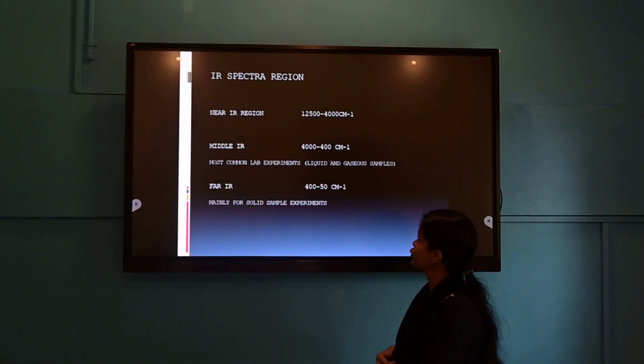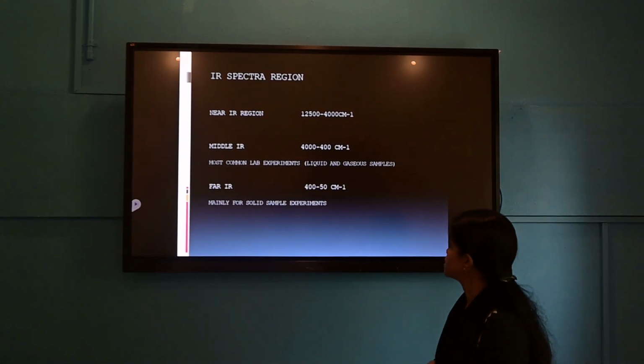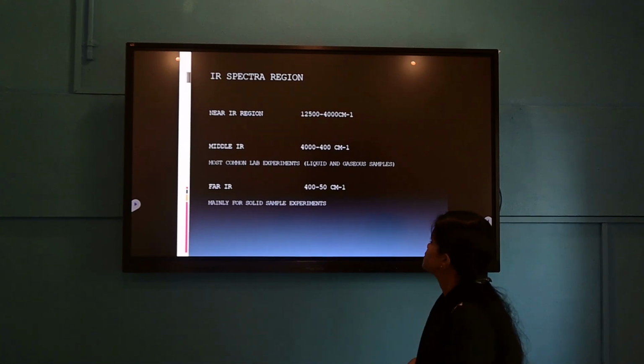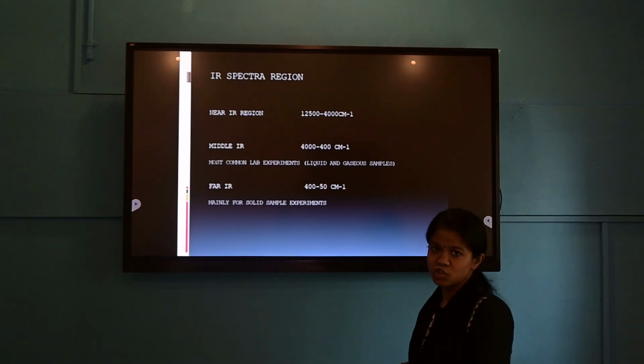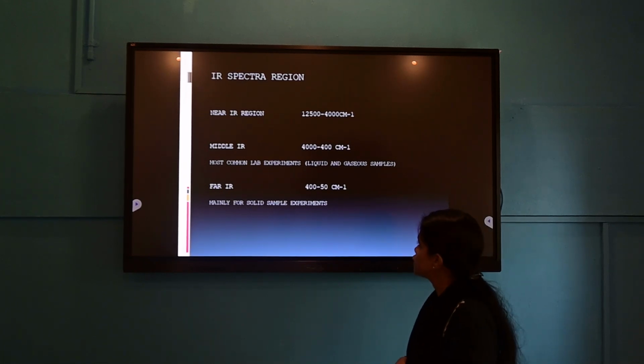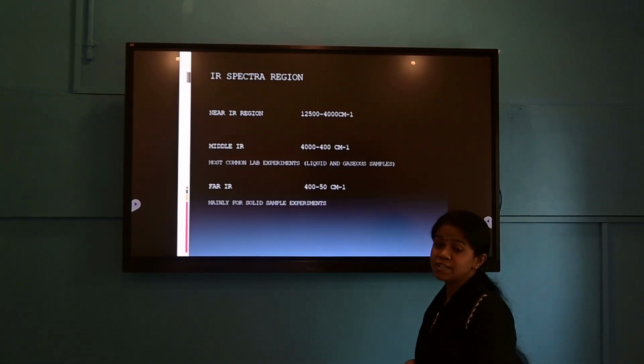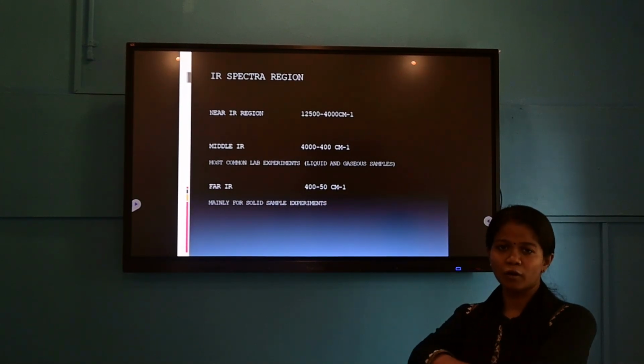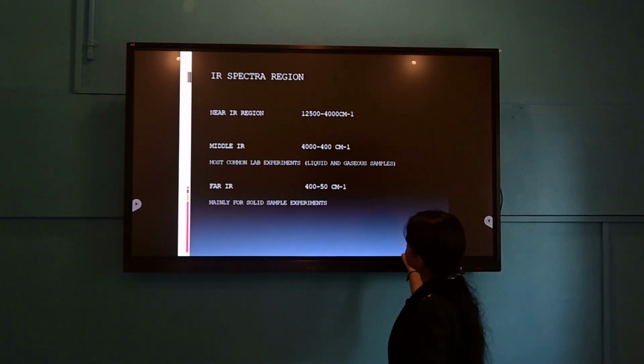We can see the different ranges of these IR regions. 12,500 to 4,000 centimeter inverse is the near IR region range, the middle IR region is 4,000 to 400 centimeter inverse, and for the far IR region it is 400 to 50 centimeter inverse. These are the ranges of the IR regions.